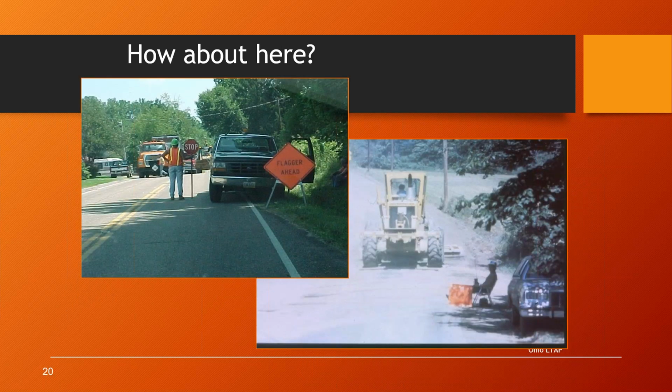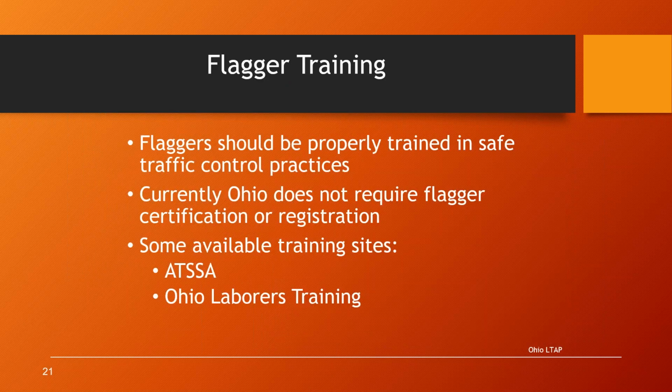Okay, how about here? Again, we have a flagger in the middle of the road with her back to traffic, and a truck parked at the flagger station. Another guy's sitting down in the shade. That makes him less visible to the traffic for one thing, so that's not good. Okay, so those are some good pictures of how not to flag.